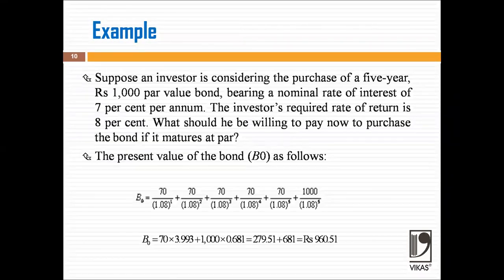Example: suppose an investor is considering the purchase of a 5-year, 1,000 par value bond, bearing a nominal rate of interest of 7% per annum. The investor's required rate of return is 8%. So what would he be willing to pay now to purchase the bond if it matures at par? For your understanding, I will ask some basic questions in this example.